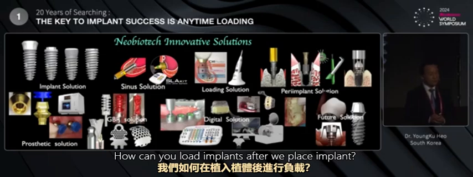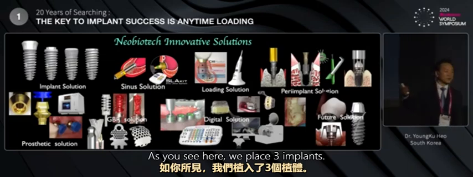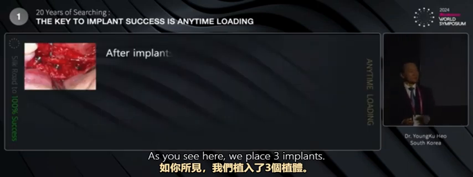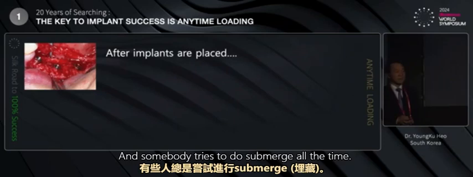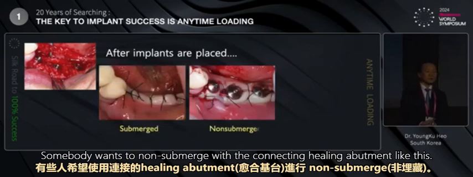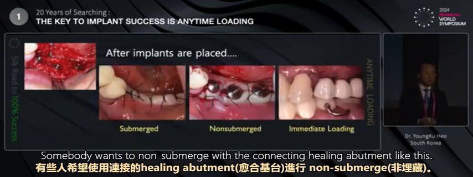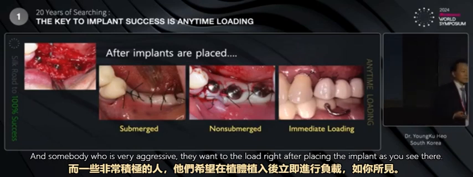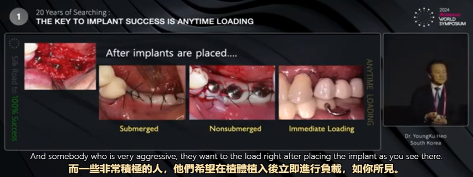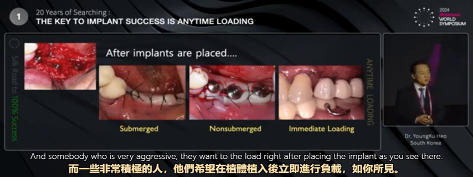How can you load implants after we place implants? As you see here, we place 3 implants. Somebody tries to submerge all the time. Somebody wants non-submerged, connecting a healing abutment like this. And somebody who is very aggressive wants to load right after placing the implant, as you see there.